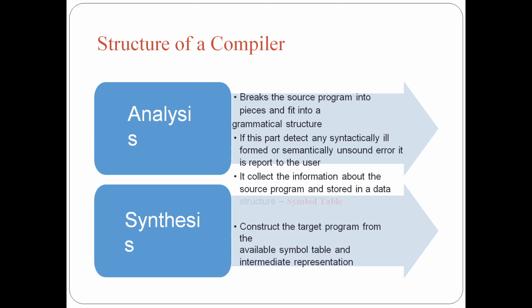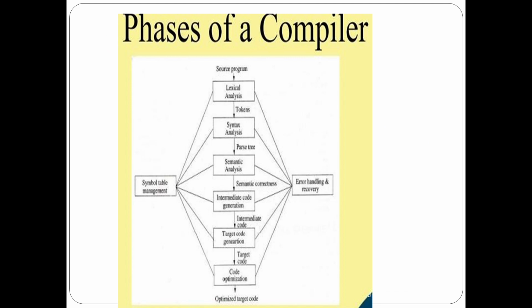Then we have the synthesis phase. The role of the synthesis phase is that it will construct the target program from the available symbol table and intermediate representation. There are 3 phases that come under the synthesis phase: intermediate code generation, code optimization and code generation. From the parse tree, it will construct the intermediate representation. From the intermediate representation, machine code will be generated. So these are the 6 phases of the compiler.